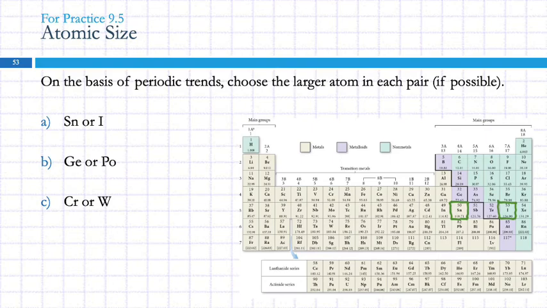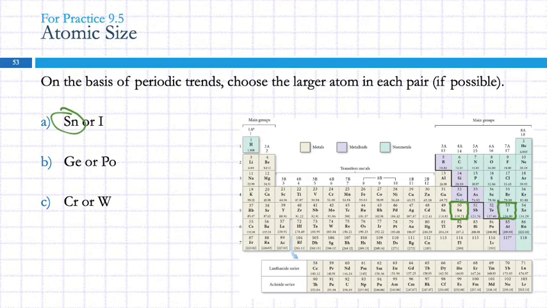Does atomic size get smaller or larger as we go across? It gets smaller. That's the one that does not make immediate sense, right? Going down, getting bigger makes sense. This one is the opposite. So if they get smaller as we go across, which is bigger, tin or iodine? Tin. You see how I did that?